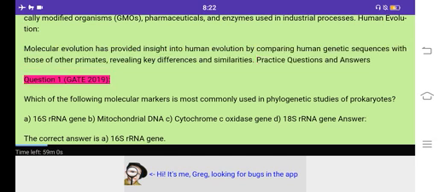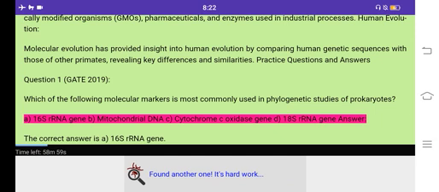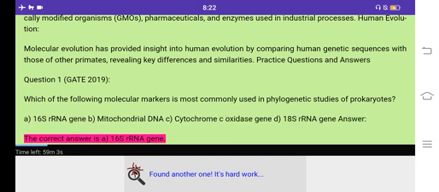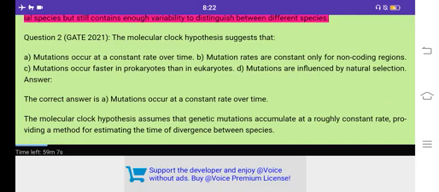Question 1, GATE 2019. Which of the following molecular markers is most commonly used in phylogenetic studies of prokaryotes? A. 16S-rRNA gene. B. Mitochondrial DNA. C. Cytochrome C oxidase gene. D. 18S-rRNA gene. Answer. The correct answer is A, 16S-rRNA gene. The 16S-rRNA gene is widely used in prokaryotic phylogenetics because it is highly conserved among bacterial species but still contains enough variability to distinguish between different species.